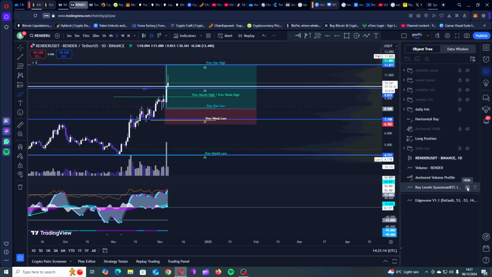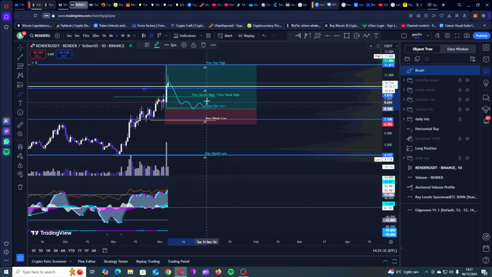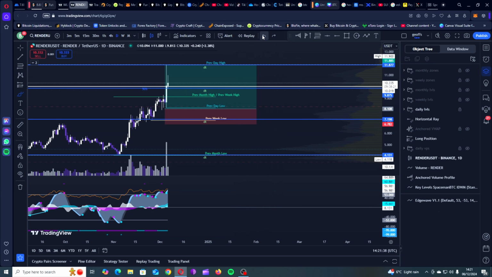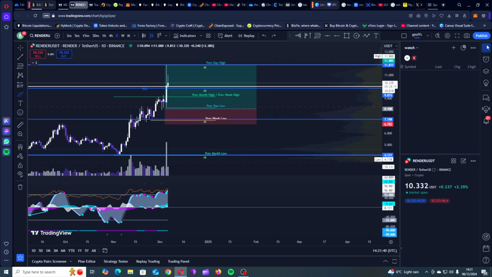Key levels: previous month's low there, previous week's low, previous day's low. It's about where we could possibly retrace into, if I'm being honest with you. Volume profile lines up perfectly with it as well. If we can hold above this volume profile and then you take your long, that's what I'm looking at in Render.